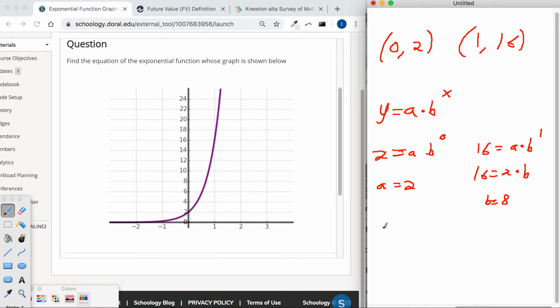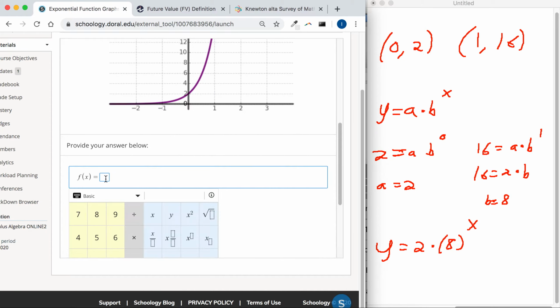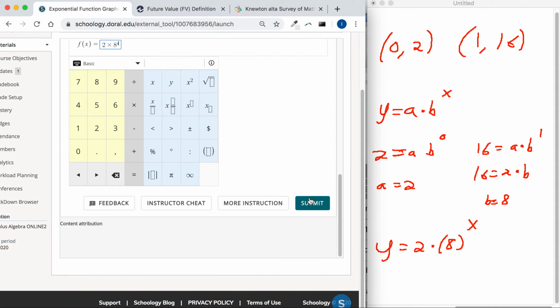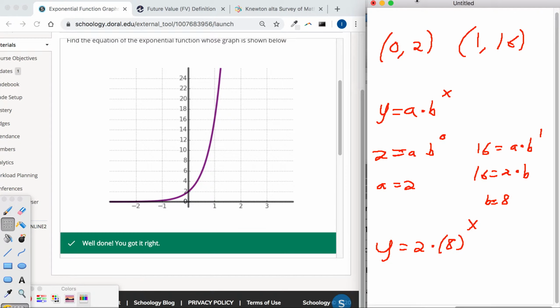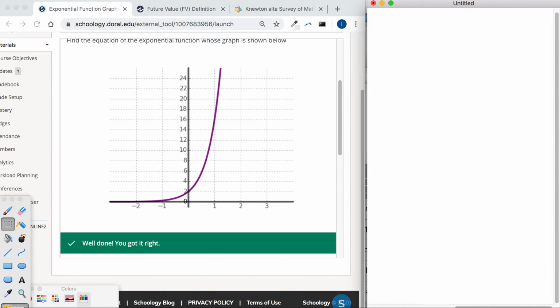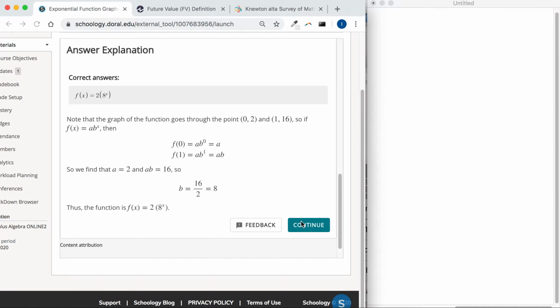Okay? So now we have everything we need for the equation. A is 2, B is 8. I don't think you have to put the parentheses in, Newton will be okay with it. 2 times 8 to the x power. So it's really about finding those points and then using the general form of the equation of an exponential function. That's a nerdy sentence, huh?